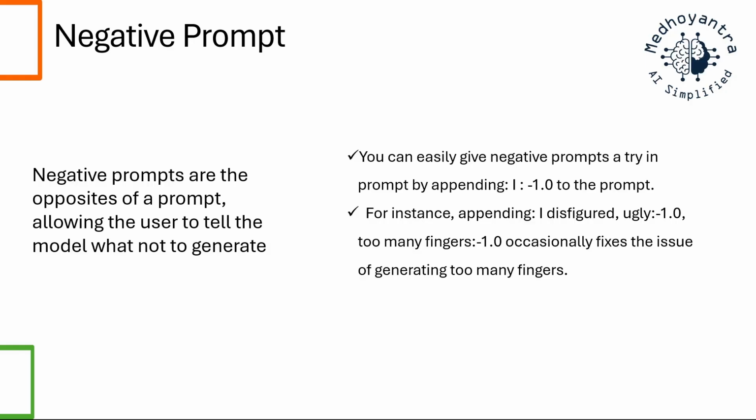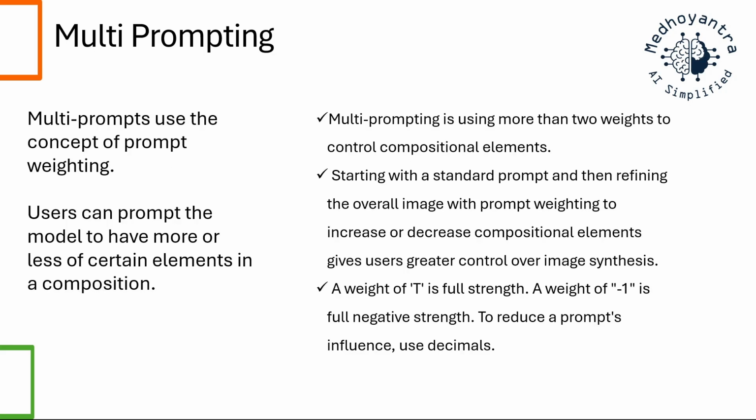A negative prompt is a specific prompt that you use to tell the LLM not to generate something. So the prompt is something you tell the LLM to generate, and the negative prompt is something you tell it not to do. Then sometimes you want to compose multiple elements in a single picture.